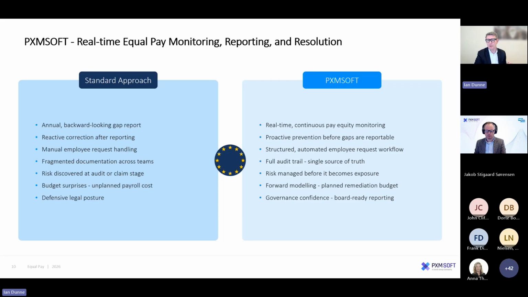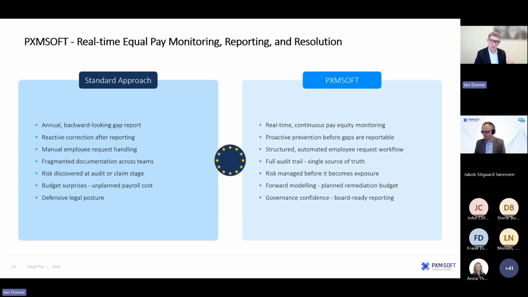And what we are trying to do is get to a PXMSOFT approach, which is based on real-time continuous pay equity monitoring. So you see the gaps as they form, right? And if you go back to what we talked about, off-cycle hires, local pay increases, M&A, lots of changes are going to happen, right? This is not an annual reporting exercise or taking a snapshot. Your organization is continuously changing, and therefore the pay equity picture is changing in line with that, right? So the proactive prevention method, which Jakob is going to show in the demo in a few minutes, is really trying to anticipate the gaps before they become reportable.